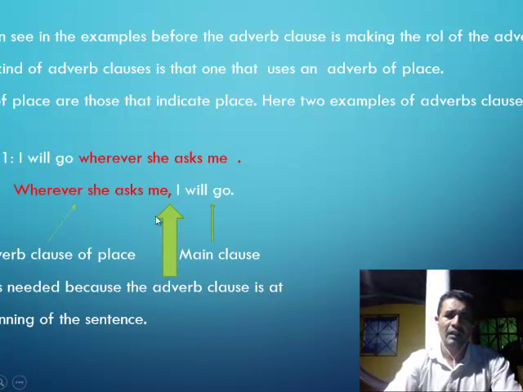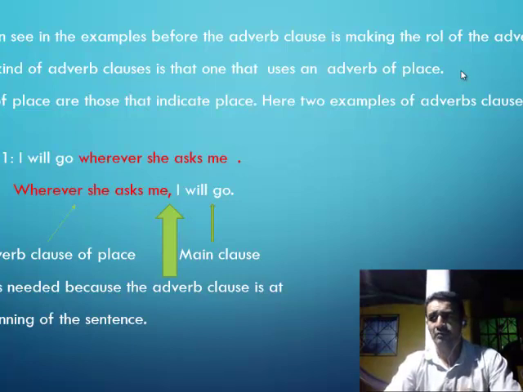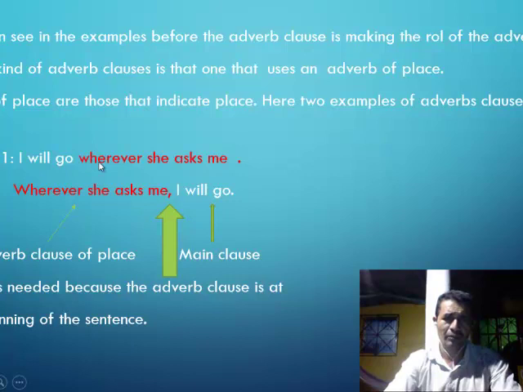Another kind of adverb clause is the one that uses an adverb of place. As you know, adverbs of place are over there, there, here, and other words that indicate place. Here are two examples of adverb clauses of place. Number one: I will go wherever she asks me. Wherever she asks me, I will go.